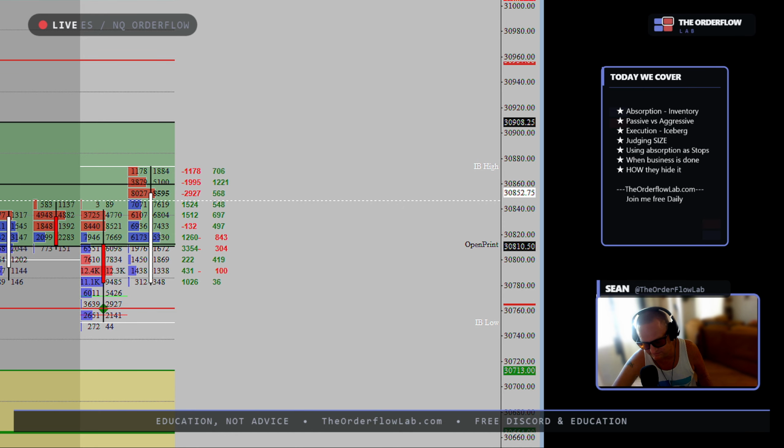Let's see who wins here. I'll just shut up and let it trade. Let's see if the buyers got what it takes to go higher. Now, it'll be a stop run past here if the buyers are able to get it. But what I want to point out is the absorption, how they do this, right?